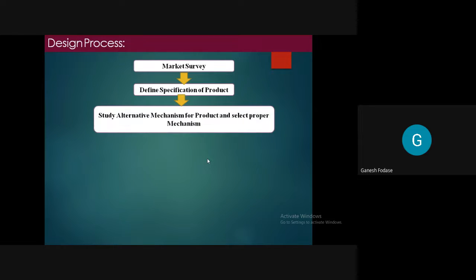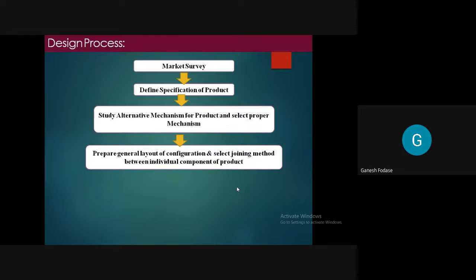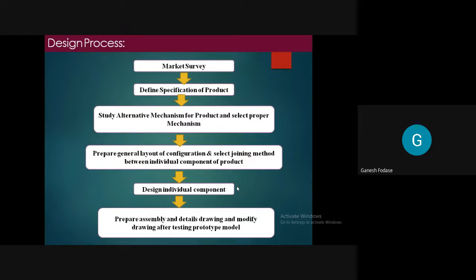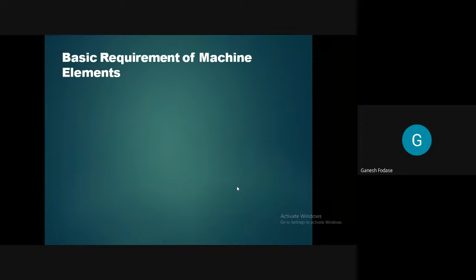Then study alternate mechanisms for the product and select the proper mechanism based on your specifications. Then prepare a general layout of the configuration and select the joining method between individual components of the product assembly. Design the individual components. Prepare assembly and detail drawings, and modify the drawings after testing of the prototype model. This is what the design procedure is.